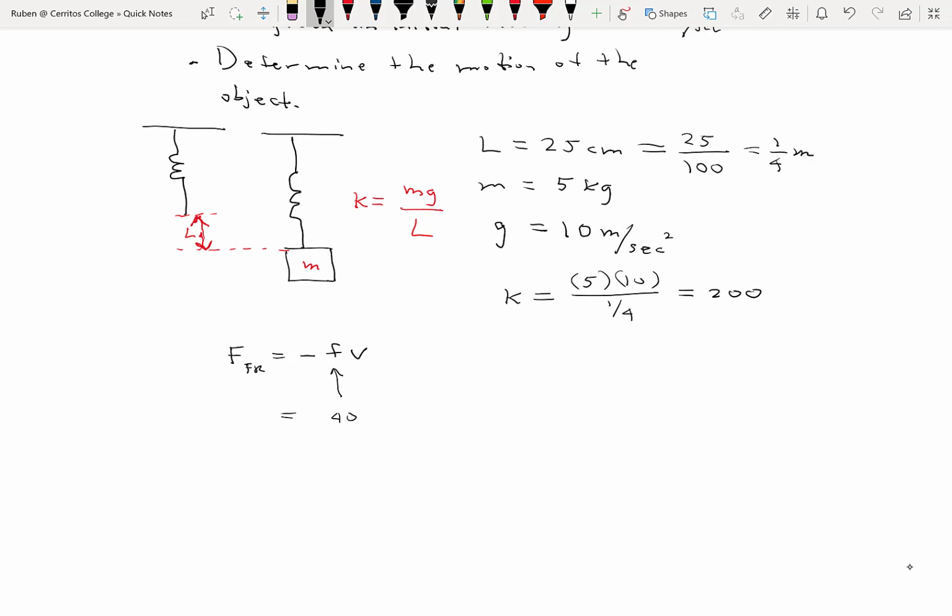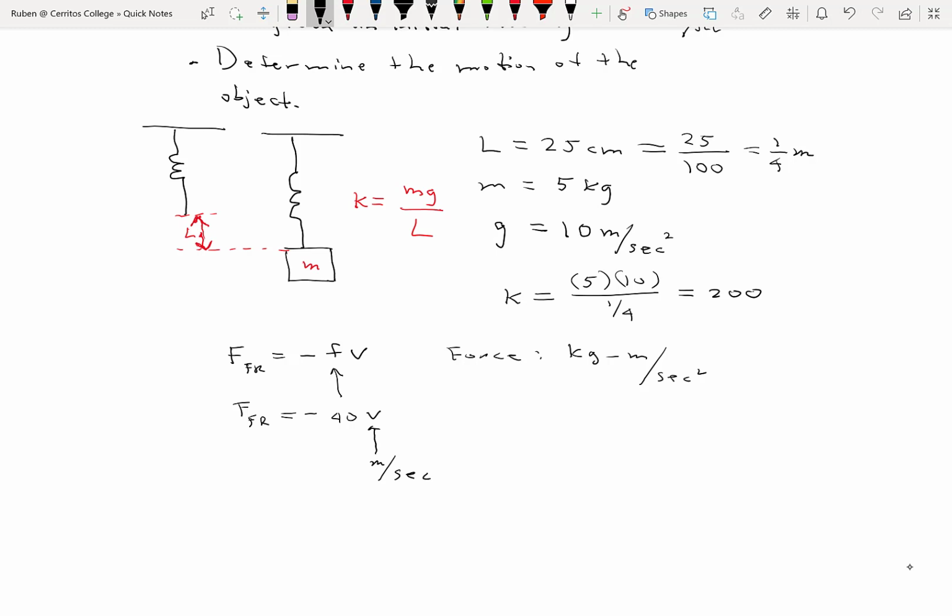And I mentioned that I would discuss why the units are the way they are. Well, the force is in newtons, or kilograms meters per second squared. And our velocity, concentrate on the expression for the frictional force. The velocity has units of meters per second.